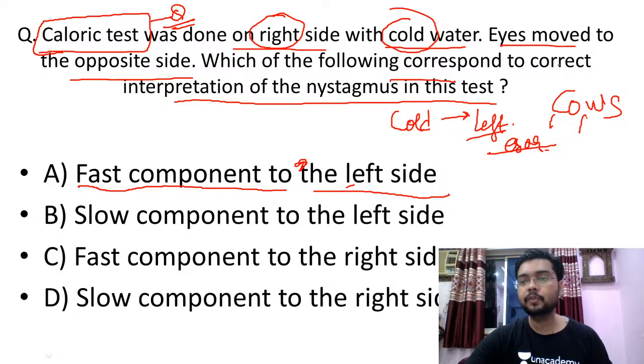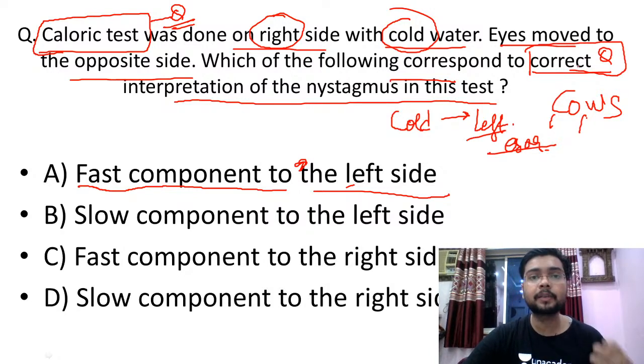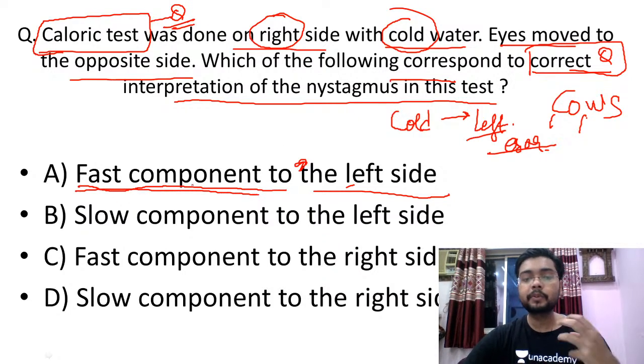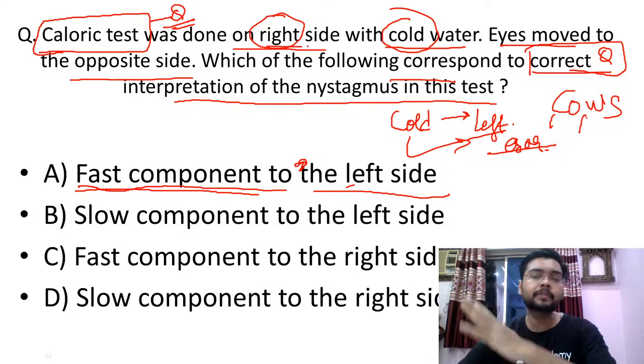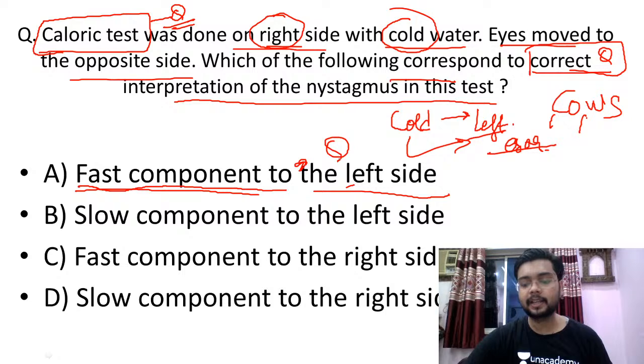So they are asking you which of the following is correct. Mind it that you need to answer depending upon what the examiner wants to ask, whether he is asking about correct or incorrect. So the correct answer is that your fast component is moving to the left side. Yes, it is true, because in cold your fast component of the nystagmus will be towards the opposite side. So you are doing it on the right, the nystagmus will move to the left side, right?